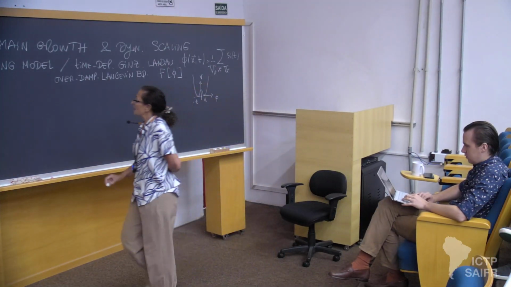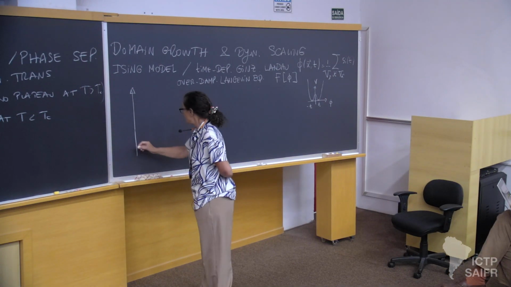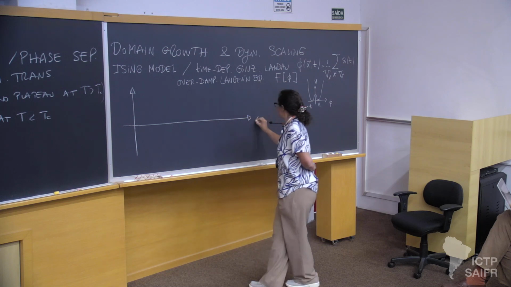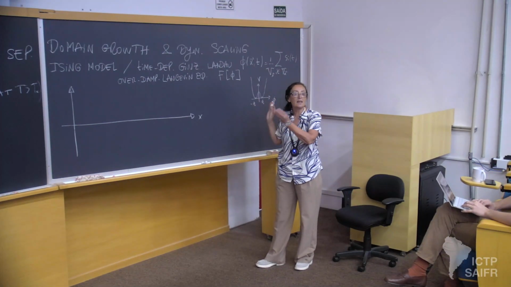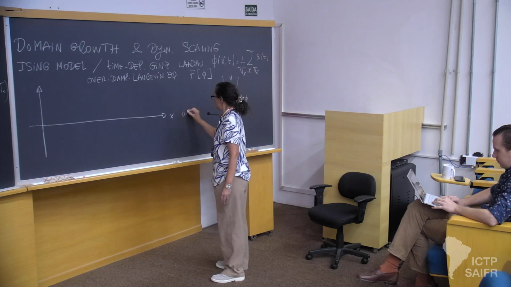So if you look at what happens, I said it a little bit yesterday, but let me represent it again here. Imagine that I have a system in d dimensions, but I focus on one direction. This is one direction, one spatial direction.